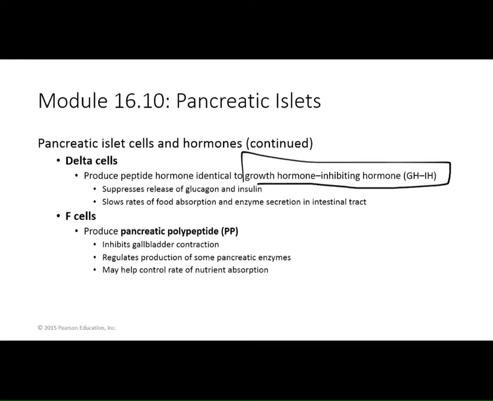There's no E. Okay, so it's alpha, beta, delta. There's also no C, right? So it's delta. We kind of skip a couple. And then we get to the F cells. They're producing another hormone called the pancreatic polypeptide. I wish they just called it P cells. It'd be easier, right? It'd make more sense. But what these are going to do is inhibit gallbladder contraction and regulate, again, some of the pancreatic enzymes. And they're also going to help control the rate of nutrient absorption.